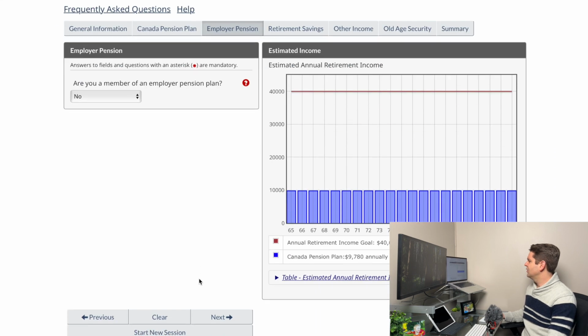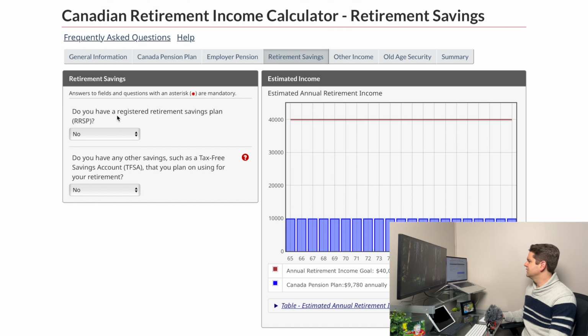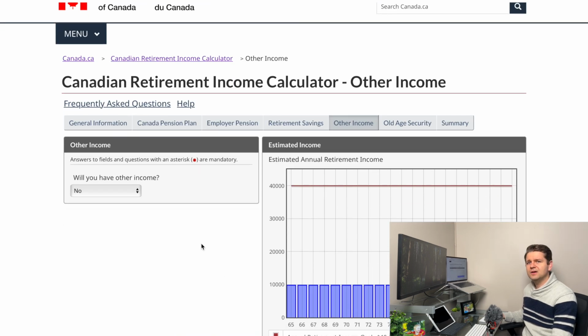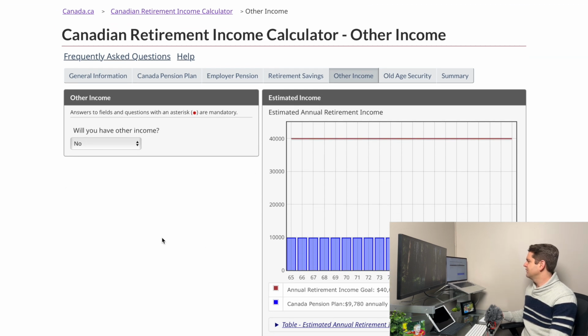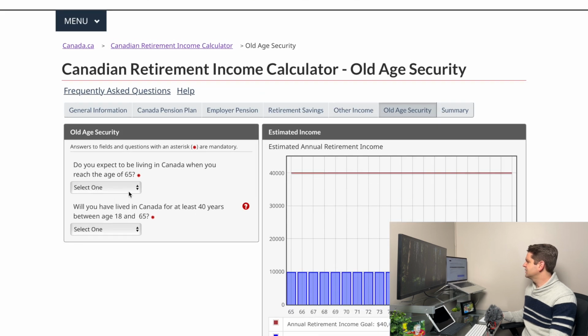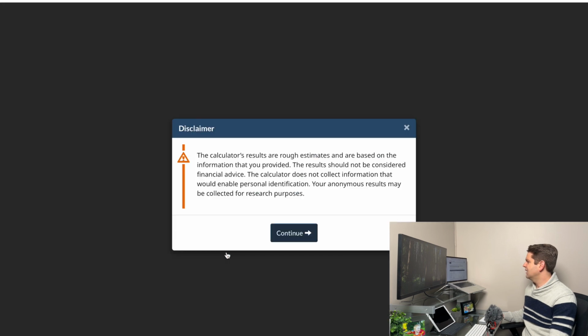Employer pension? No, there is no employer pension. Retirement savings? We're going to say no. No to any other investments because we're just trying to figure out how much we're going to actually need over and above our CPP. Will you have other income? No. And Old Age Security. Yes, I plan to live here, and yes, for 40 years.